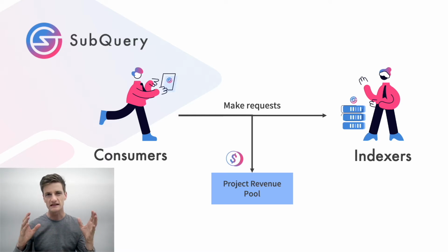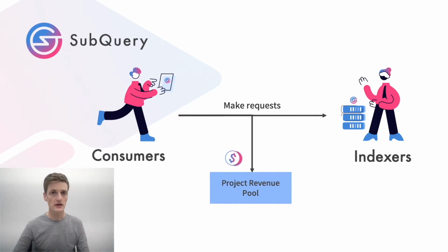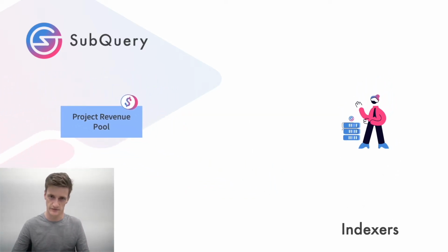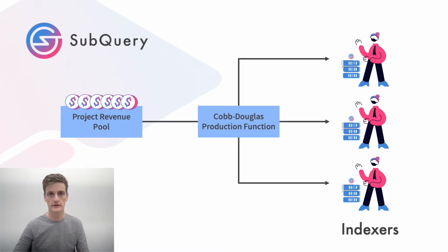At the end of what we call a staking era, which is 28 days, we take that SubQuery project revenue pool, so the revenue pool for that particular SubQuery project, and we split it up across each indexer that has participated in that project. We plan to use something called the Cobb-Douglas production function to determine how we split up that query fee revenue pool.